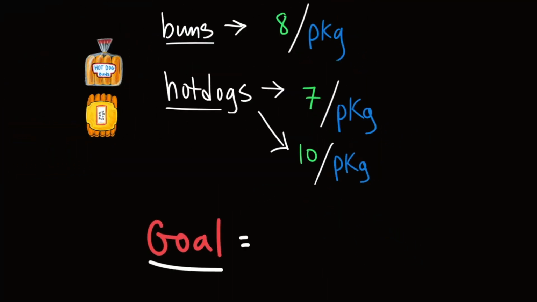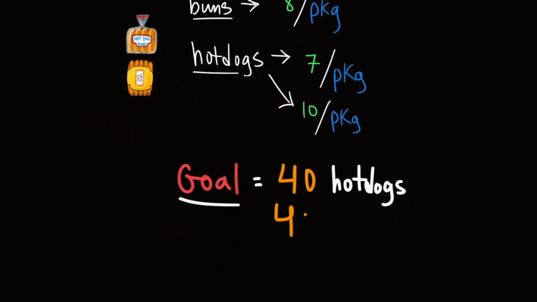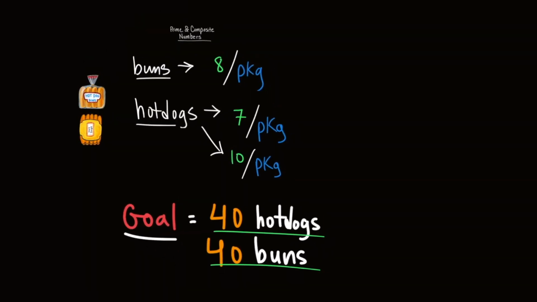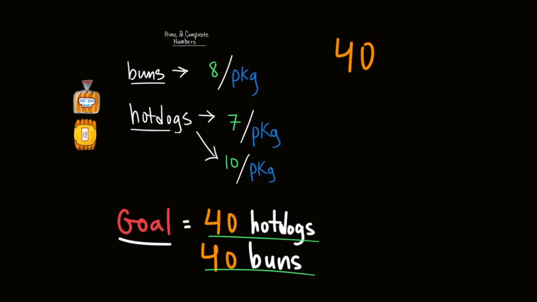The goal is to get 40 hot dogs and 40 buns. Which package of hot dogs do I choose, the 7 or the 10? So how do I approach this problem? Because I don't want to get too many hot dogs or too few hot dogs. So the thing that you'd want to do is start at the number that you're supposed to get. So if we started at 40, we'd ask ourselves, what are the factors of 40?